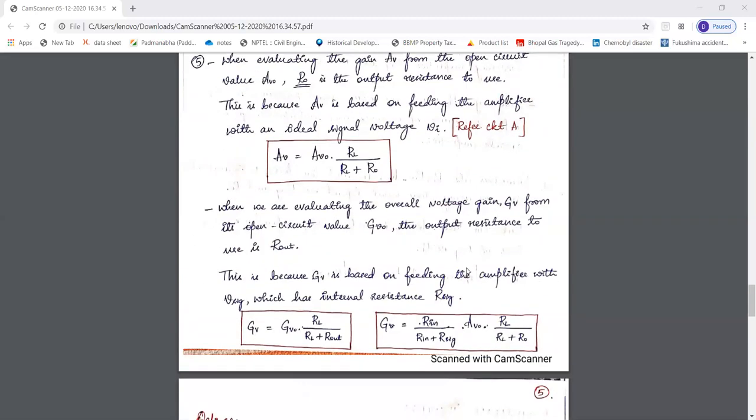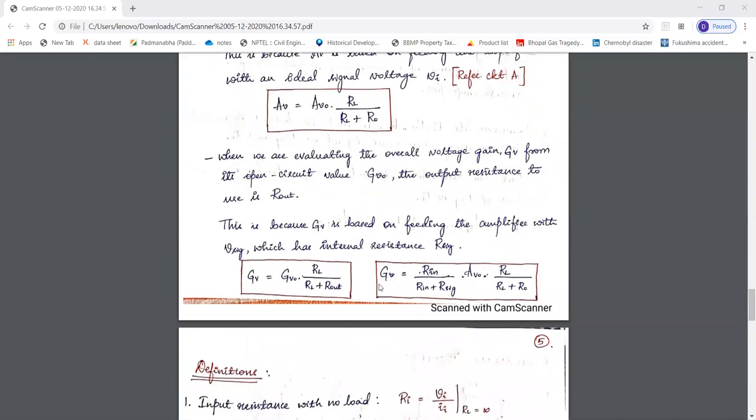And whenever we are evaluating the overall voltage gain GV from its open circuit overall voltage gain value, that is GV0, the output resistance that we are supposed to use is R0. So refer to circuit B for this. And the equation for this is GV is equal to GV0 into RL by RL plus R0. And this is because GV is based on feeding the amplifier with Vsig, which has an internal resistance Rsig.